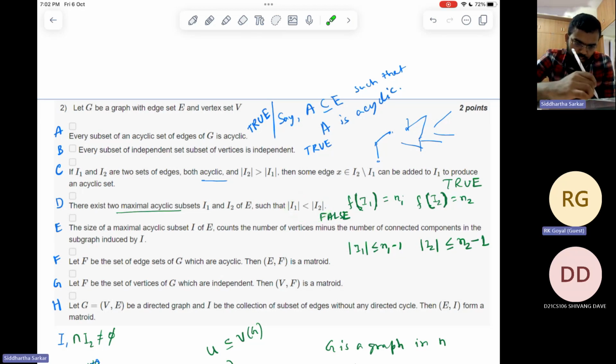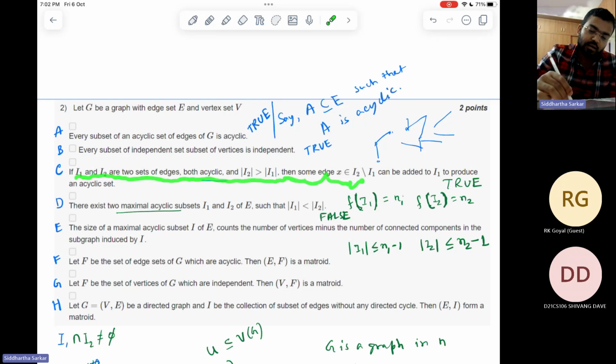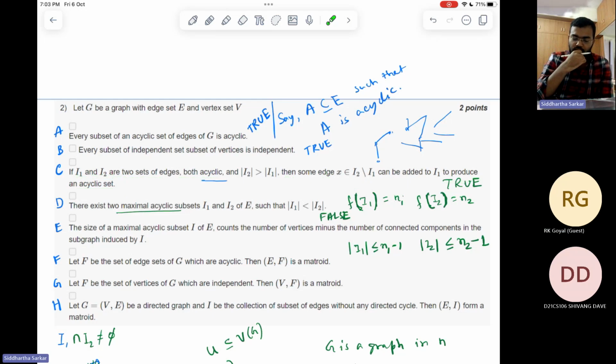Let's read the previous statement that we have proved. We have proved that if I1 and I2 are two sets of edges, both acyclic, and I2's cardinality is more than I1's, then there is some edge in I2 but not in I1 which can be added to I1 to produce another acyclic set. So we have proved this, and we apply this here.